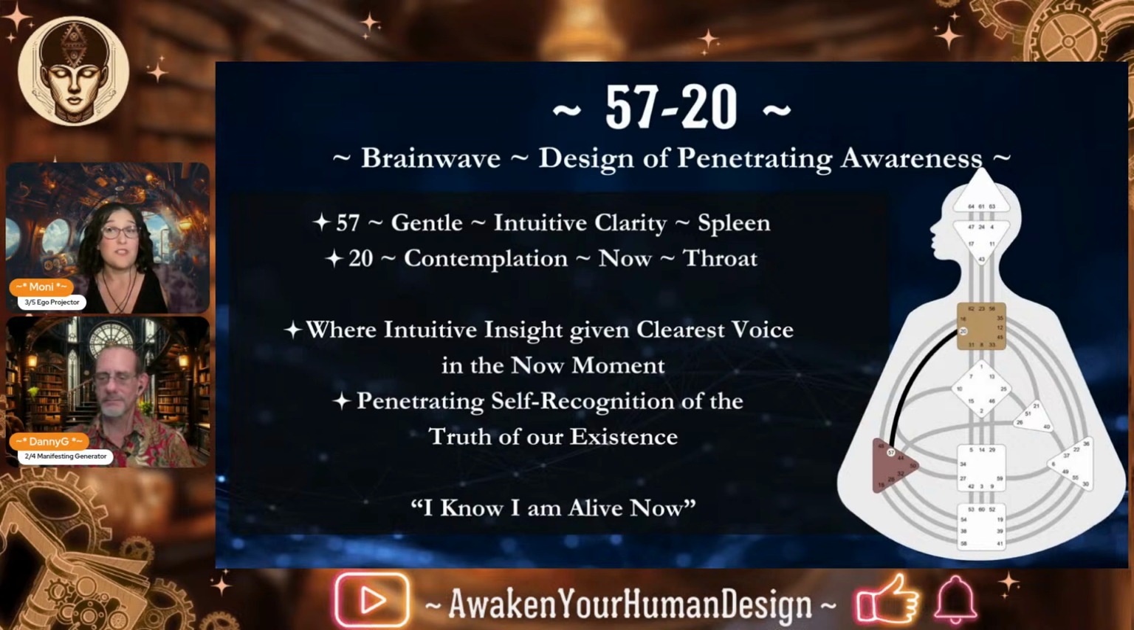And it's a throat gate, which is the brown square up top by where you'd imagine the throat would be. And so the channel 57-20 is where intuitive insight is given its clearest voice in the now moment. And it's penetrating self-recognition of the truth of our existence. And the voice of the 57-20, especially the 20, since it goes to the throat, is the I know, I am alive now. I am alive. I know I'm alive right now.